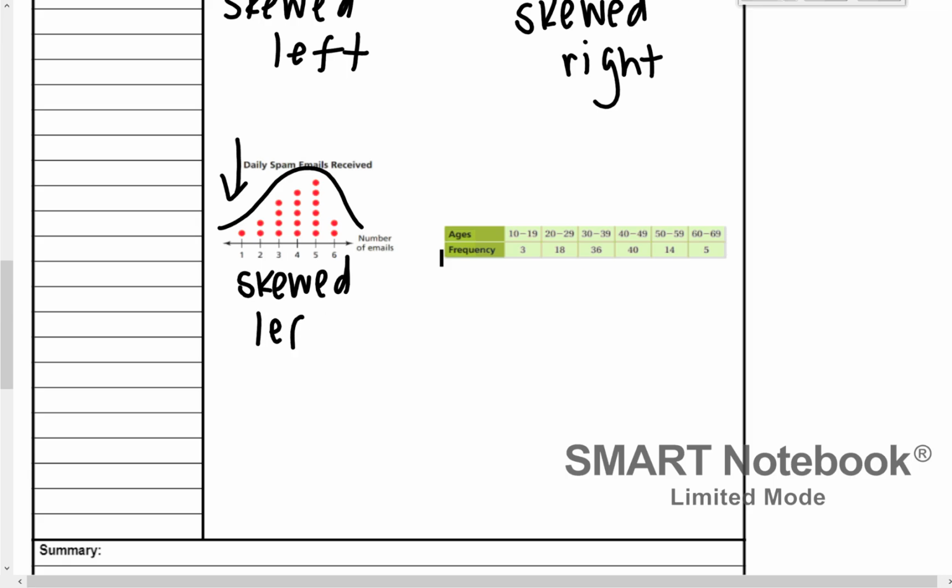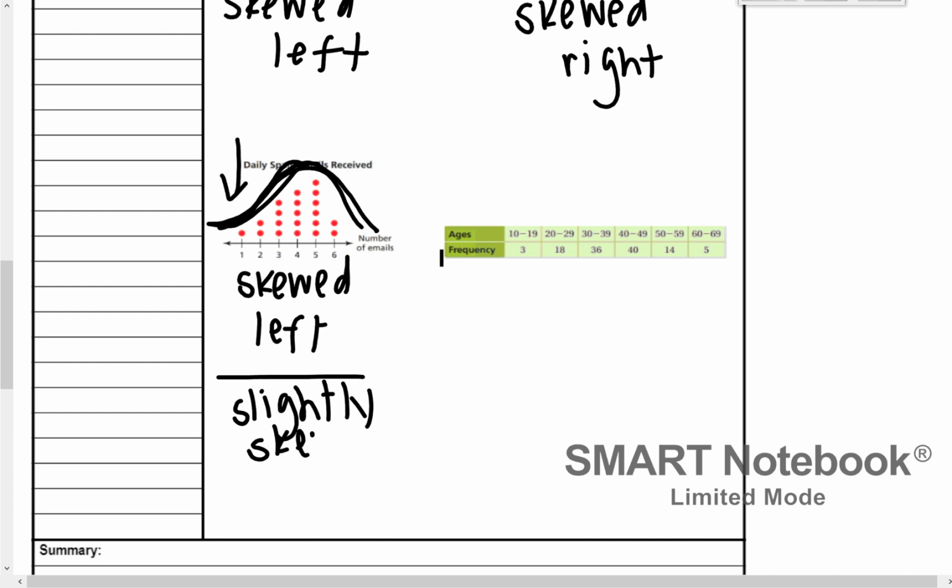Now here's where it could be slightly skewed left. You can always add in that word slightly because it does kind of look like a nice bell, but it's just slightly got that little tail over here that it doesn't have over here. Okay, so you could even put slightly skewed left, and I would accept that as well. If this were on like a quiz or test or something, I would definitely accept both of these answers.